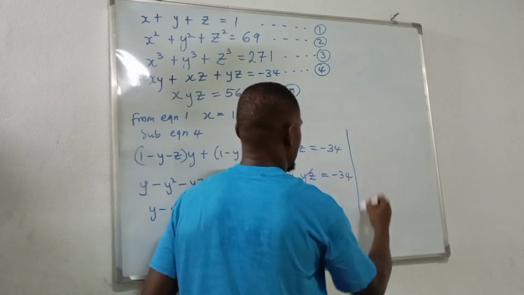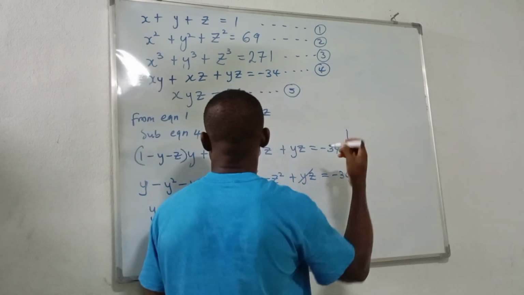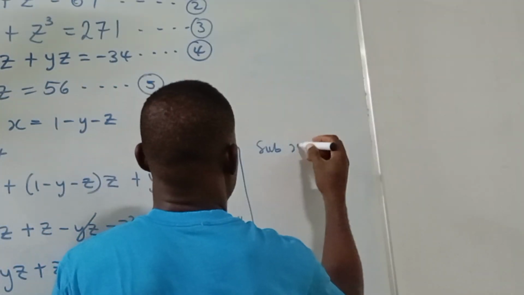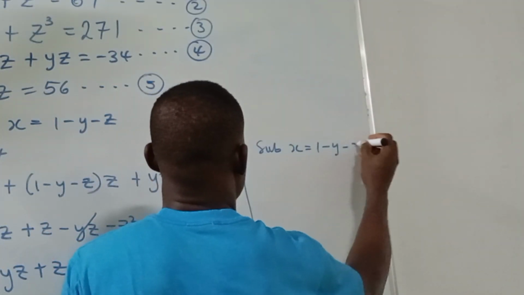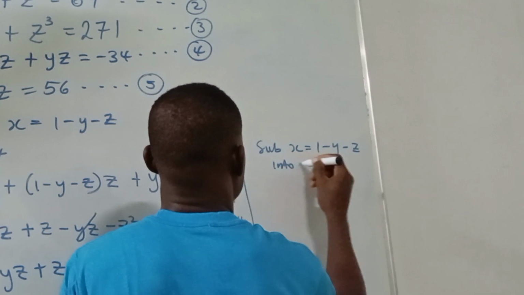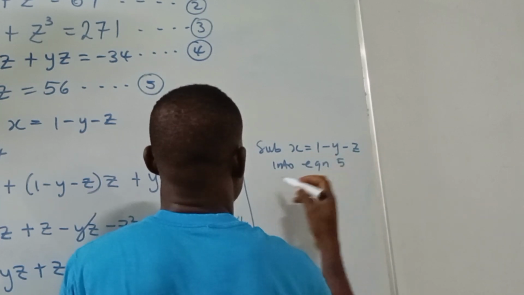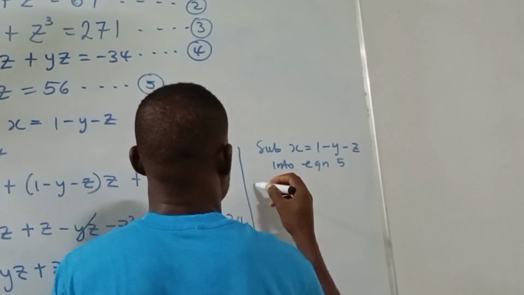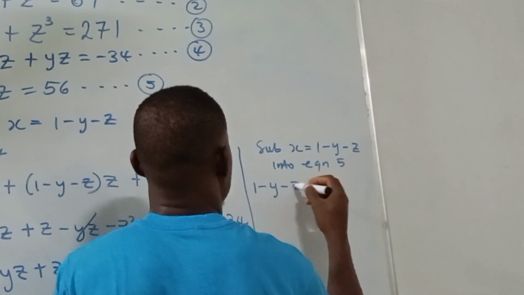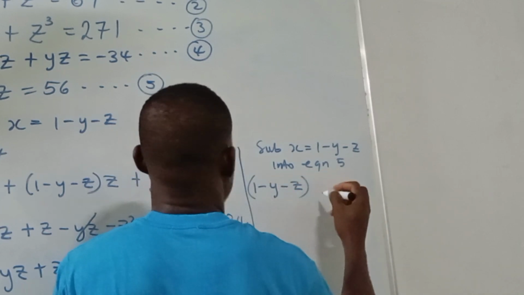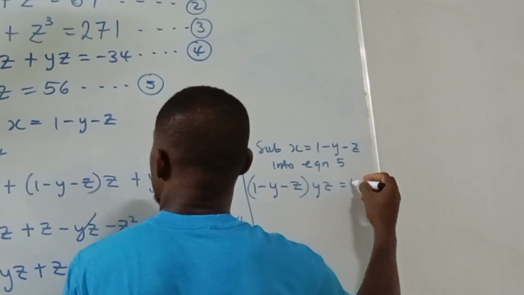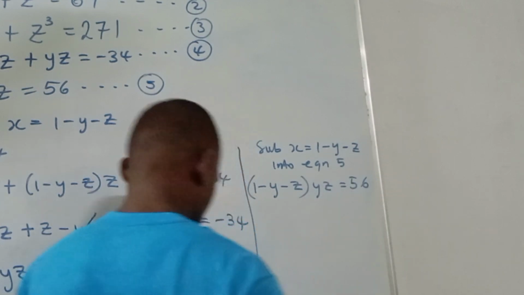So I'm going to do something like this. Then we say substitute x equal to 1 minus y minus z into equation 5. And equation 5 starts with x, so I'm going to write 1 minus y minus z, which represents x. And then we have yz, and that's equal to 56.